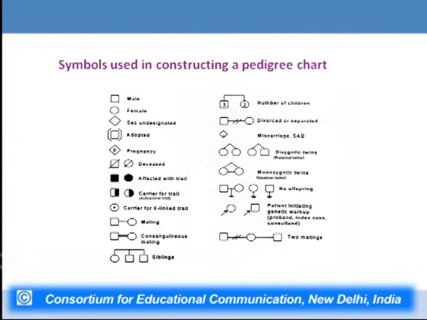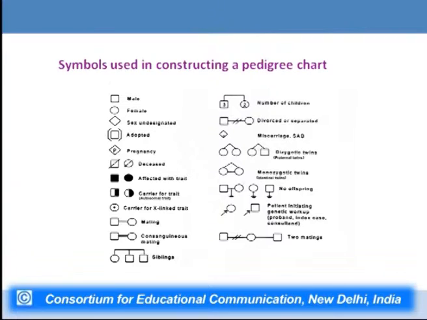Dizygotic twins, that is fraternal twins, would be represented by two lines which are emanating from a common point. And these dizygotic twins could be male, could be female, or both male and female. However, monozygotic twins, that is identical twins, would be represented by 2 circles or 2 squares which are connected through a common point, but these 2 circles or 2 squares would be joined together by a horizontal line. In case the marriage does not result in production of any offspring, then it would be represented by a number of horizontal lines under the vertical line emanating from the marriage line.